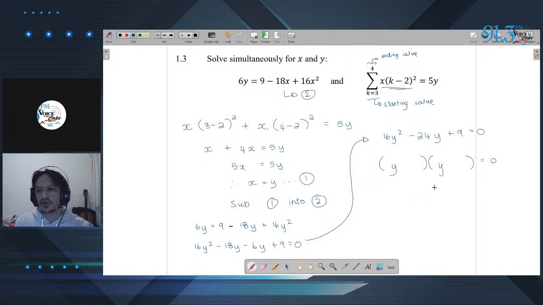And here comes the fun part, trying to figure out what factors we need to use. So we know for 9, we will have 9 and 1, and we can have 3 and 3, right? For our 16, we can have 8 and 2, and we can also have 16 and 1, but we can also have 4 and 4. Right? Now, we need to determine which one is going to be the best to use.